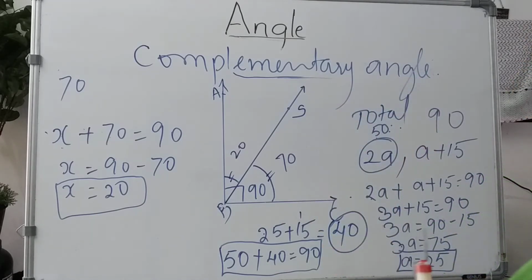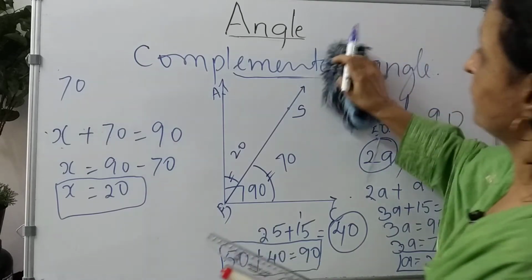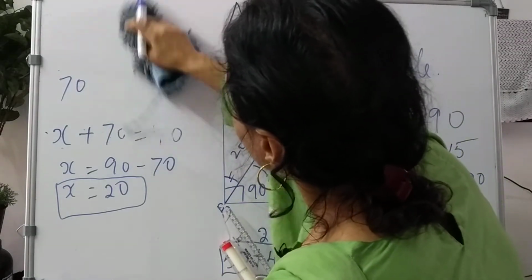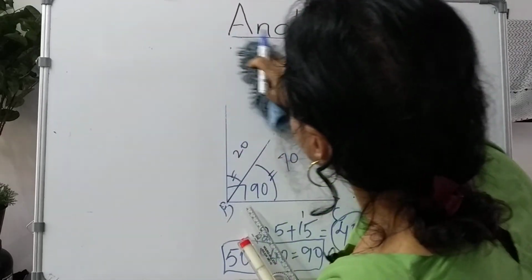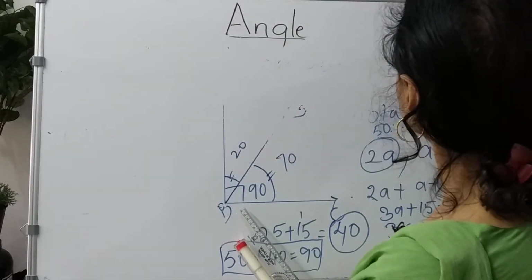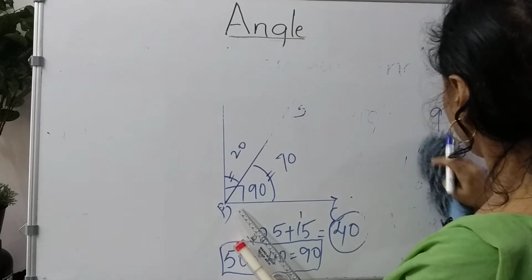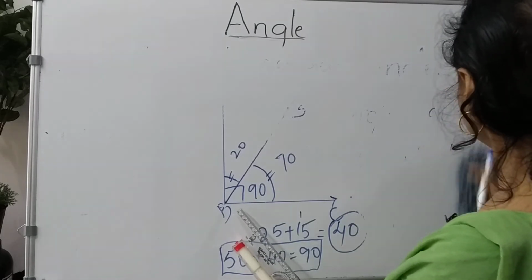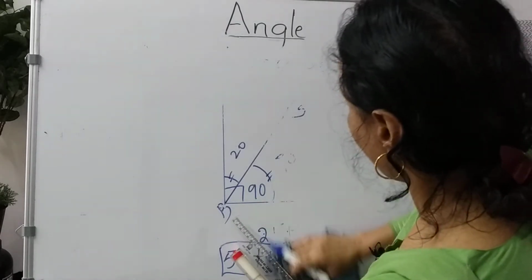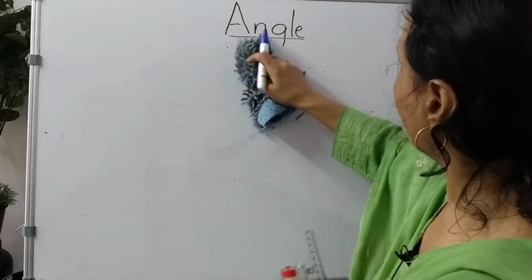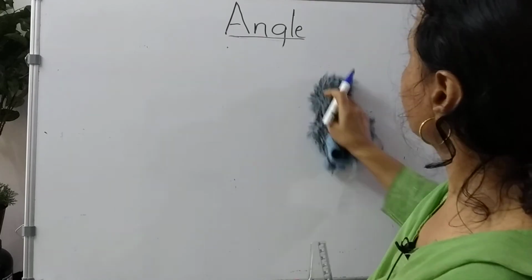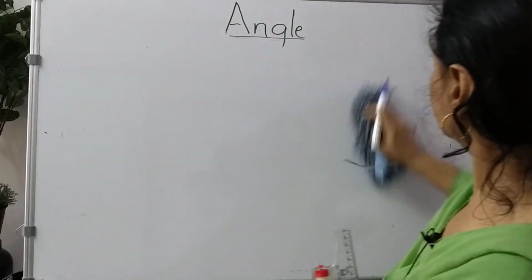Now let us see supplementary angles. Now complementary is total is 90. Supplementary angle, the total has to be 180. Supplement, they support each other. That is supplementary angle. The total has to be 180. So let us see supplementary angles.